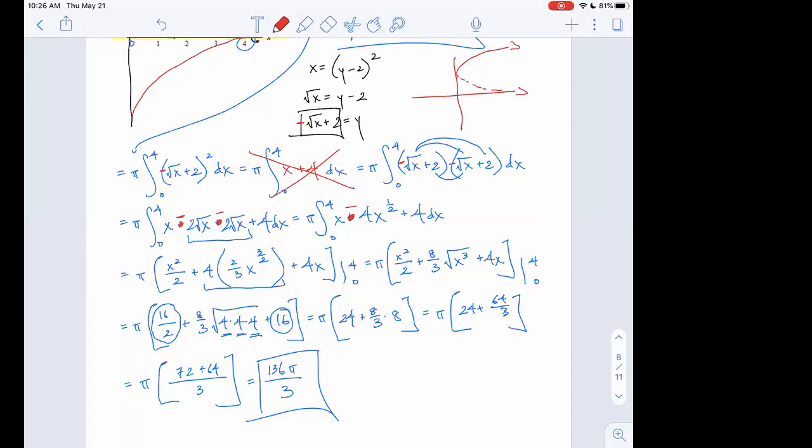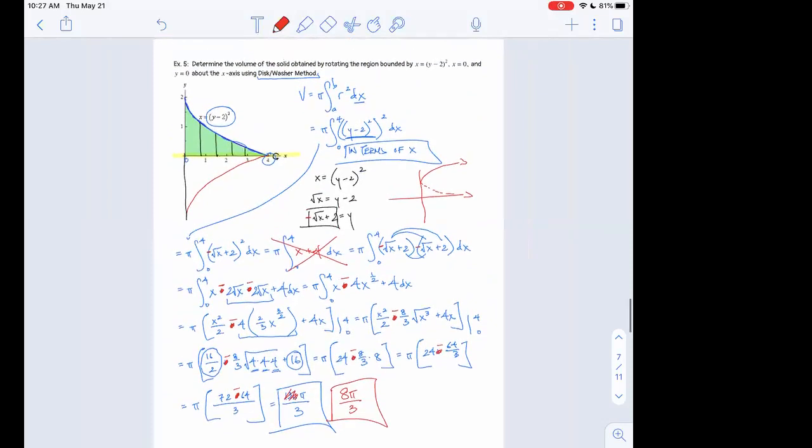Okay, so how does this move through our problem? Negative, negative, negative, negative, negative. Okay, so now we do 72 minus 64, and that will give us our 8 pi over 3. All right, real good catch, thank you.